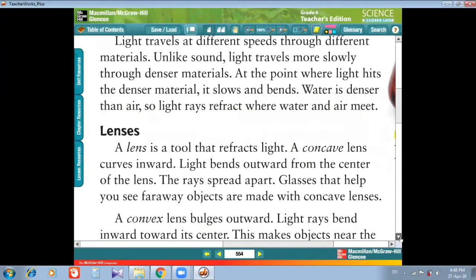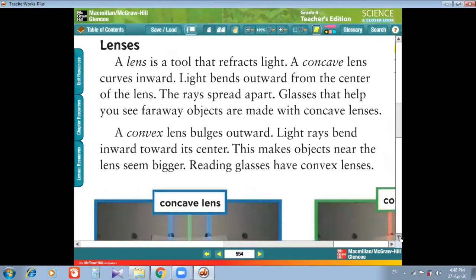Now we have lenses. Here they have given two types of lenses: concave lens and convex lens. First, what is a lens? A lens is a tool that refracts light, that bends the light.